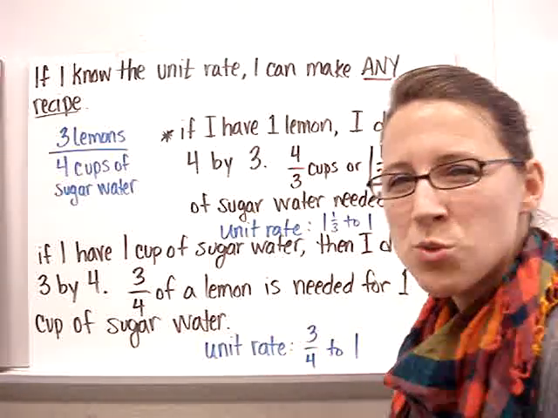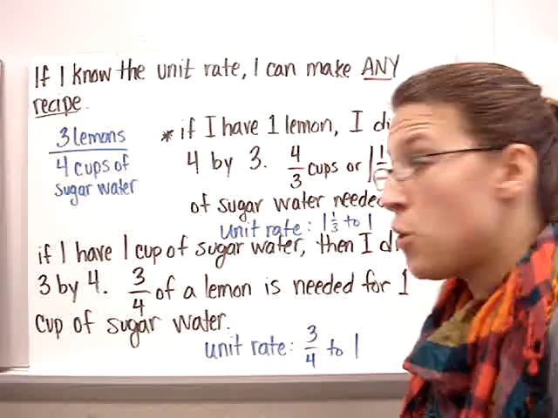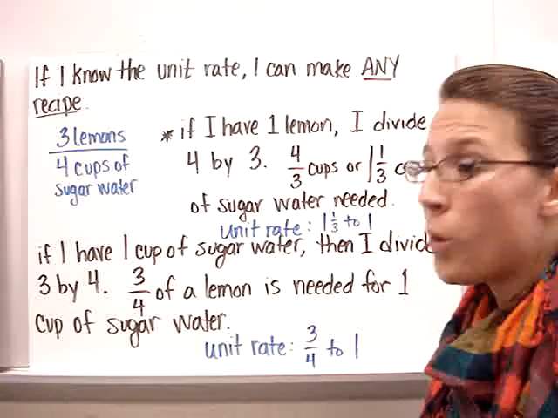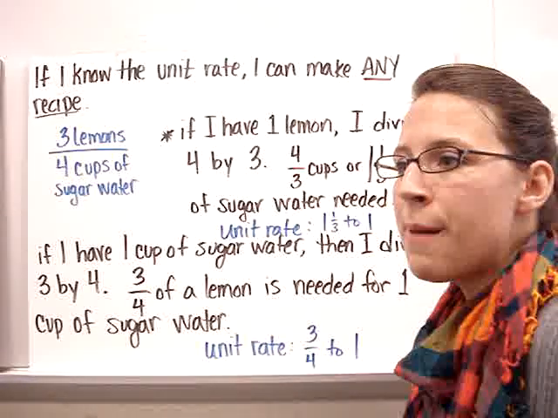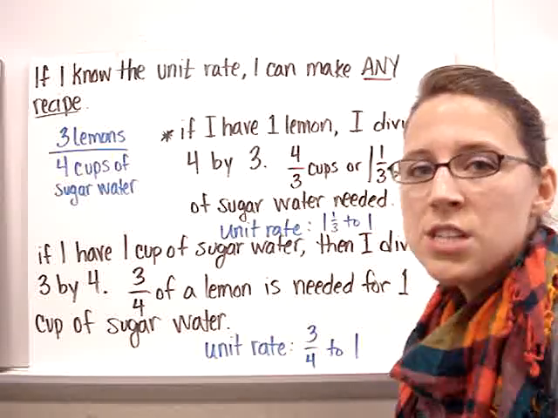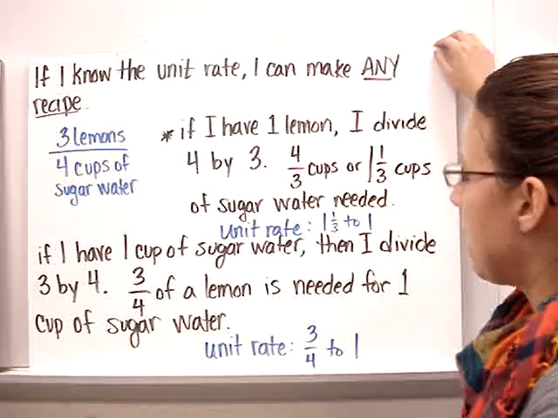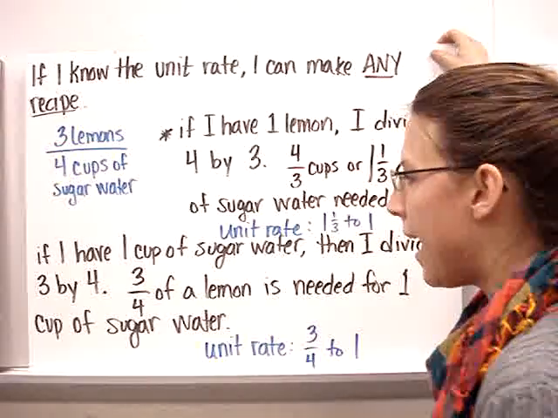3/4 of a lemon, that seems really strange. It's possible if you have 1 cup of sugar water and 1 lemon, you wouldn't want to put the whole lemon in because it would be more sour. So remember, you want to keep the recipe the same, and the unit rate will make that possible.